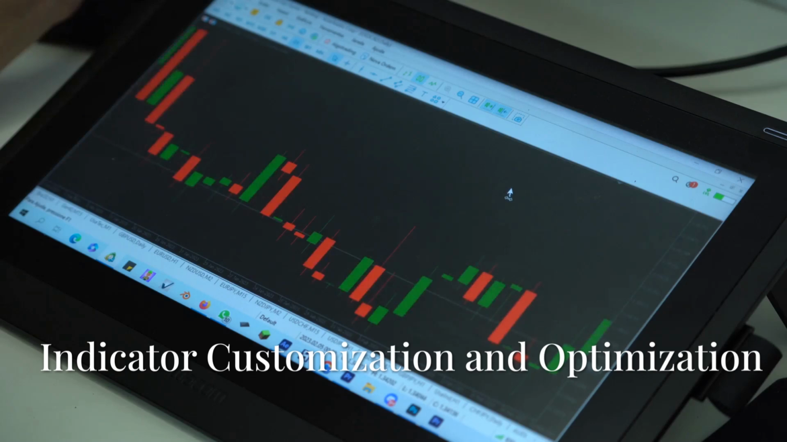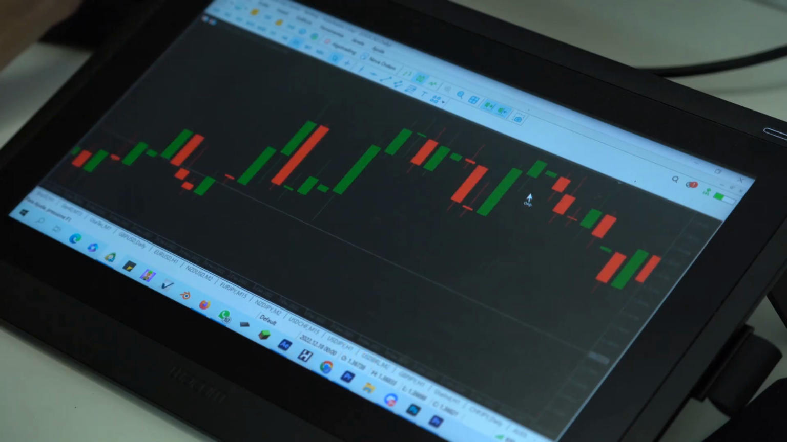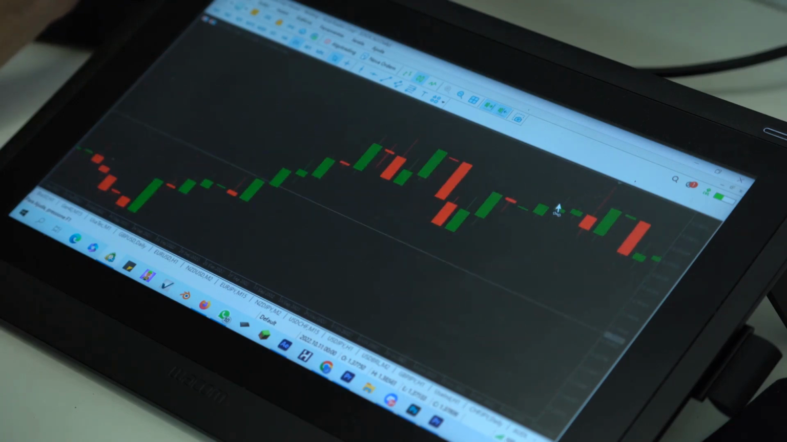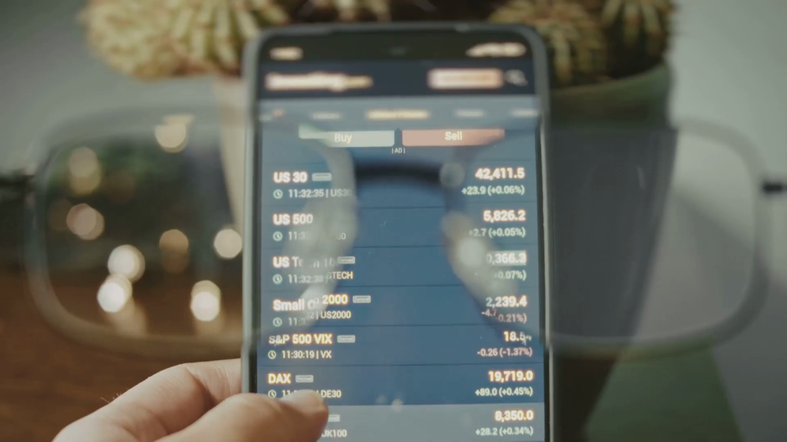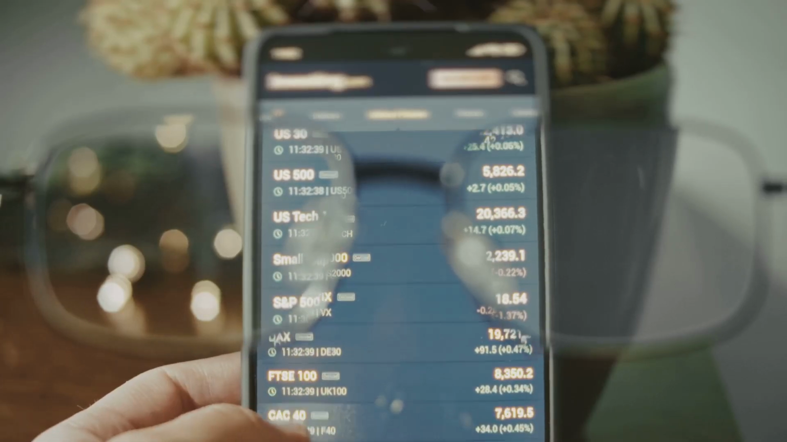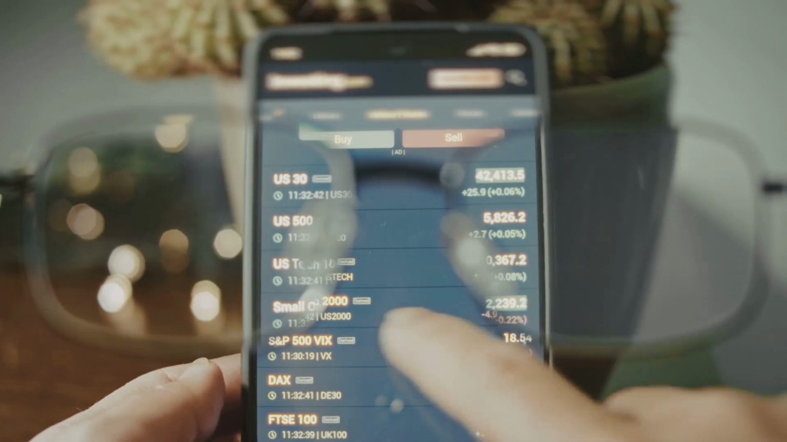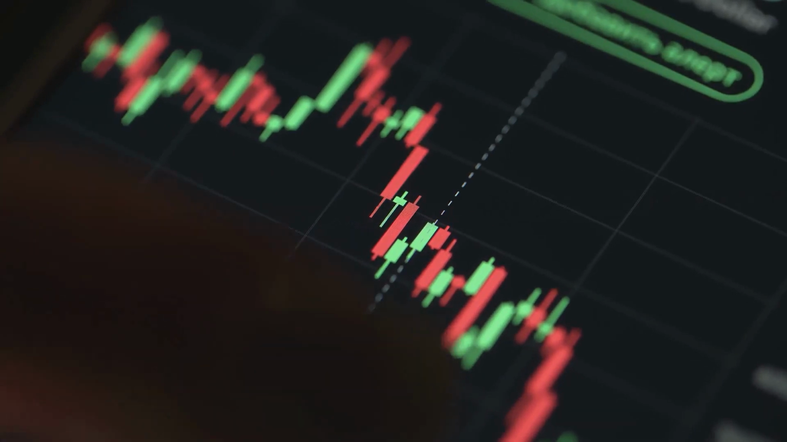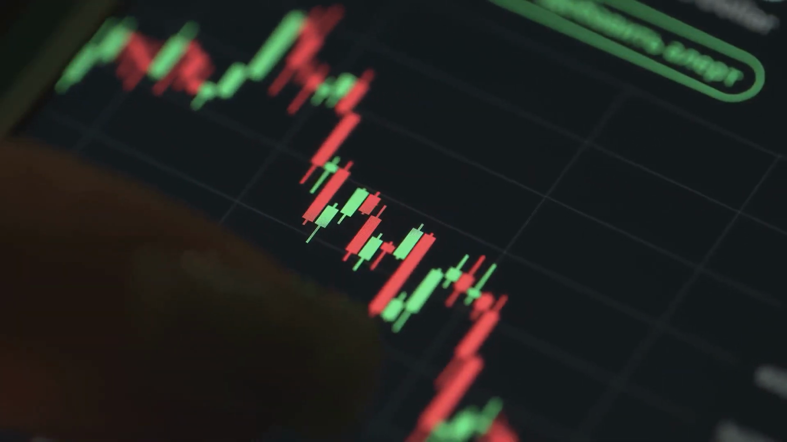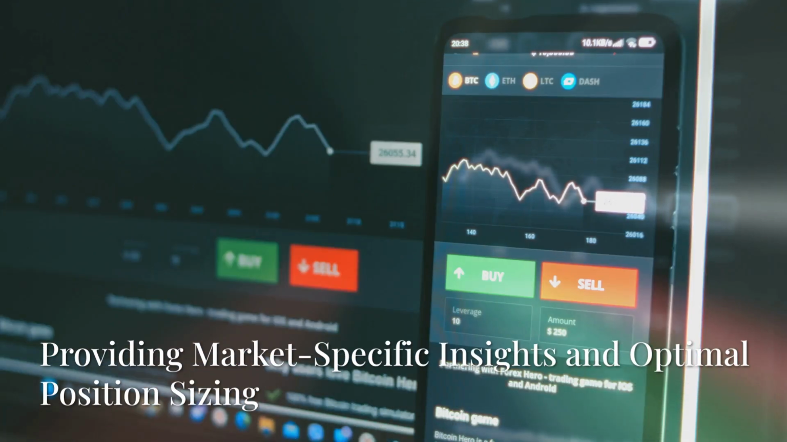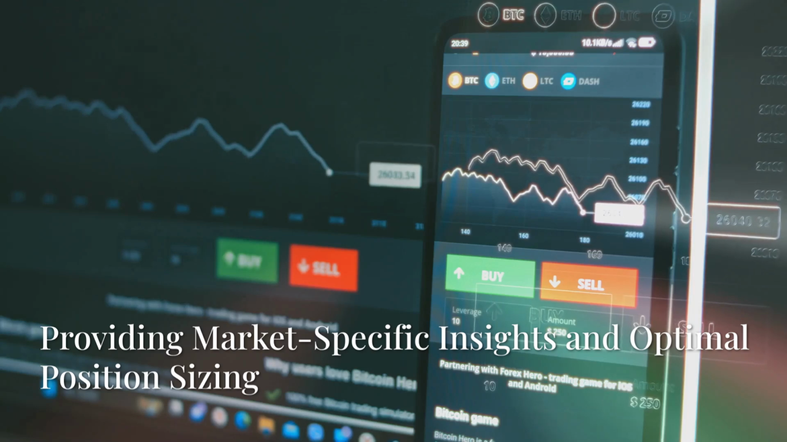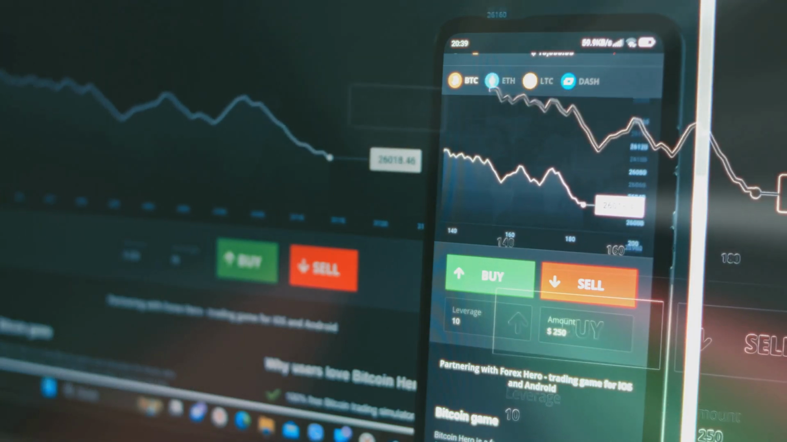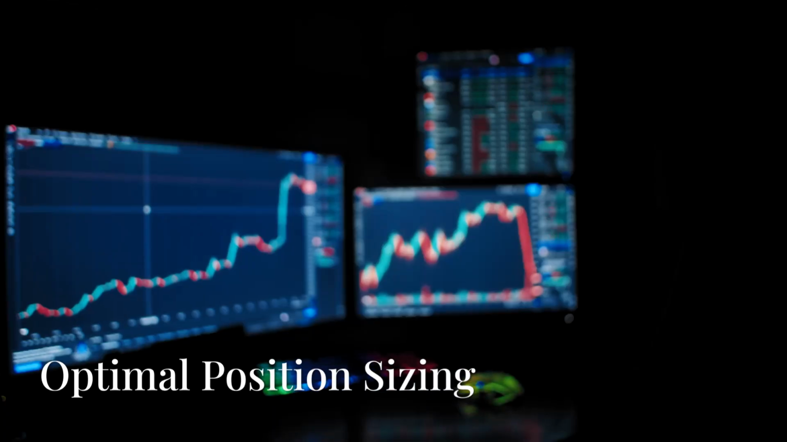Customizing and optimizing indicators for specific markets, assets, or trading styles really does significantly improve indicator effectiveness and reliability. Traders often adjust indicator parameters, like moving average lengths, RSI thresholds, or even MACD settings, so they align more closely with asset volatility, market characteristics, and individual trading objectives. Customized indicators can provide precise, market-specific insights, which in turn enhance overall trading outcomes and strategy performance.